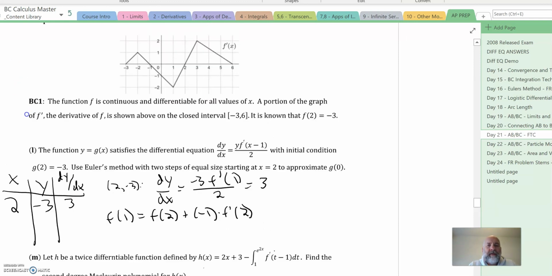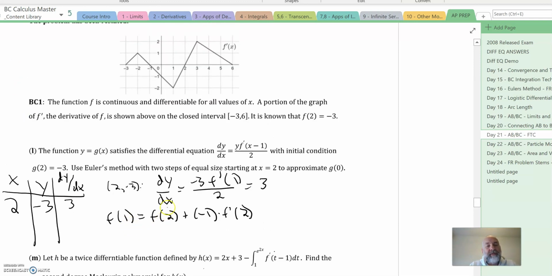And now we're going to f of 1. F of 1 is f of 2 plus how far did I go over times the slope. You know what the slope was, and you know what f of 2 was, so you can work those out so that when x equals 1, you come up with an approximation for what y is.